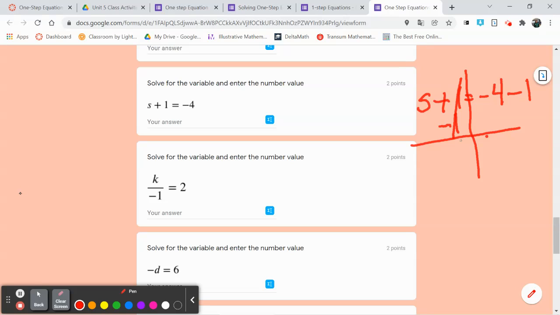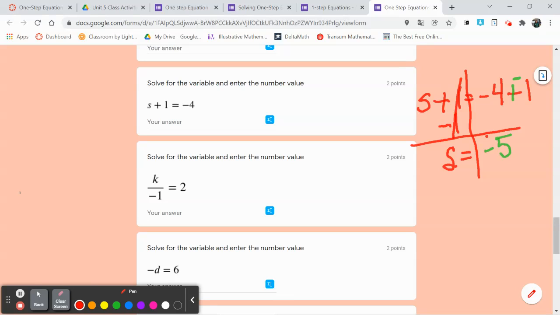This cancels out, leaving me with my s isolated, and I don't subtract. I'm going to cross the line, opposite sign behind, and follow the add rules. Negative 4 plus negative 1. Same sign, keep the sign, add the numbers, and there is my answer. Okay? This is why we need to write them down.